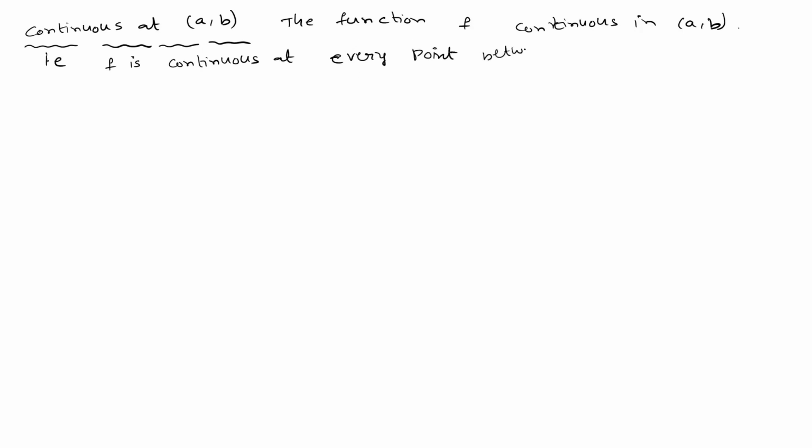So between A and B. Here the open brackets A and B mean excluding these points. Which means it is continuous at every point between A and B, but not at the points A and B. Between whatever points, the function will be continuous. So that is called continuous at the open interval (a, b).